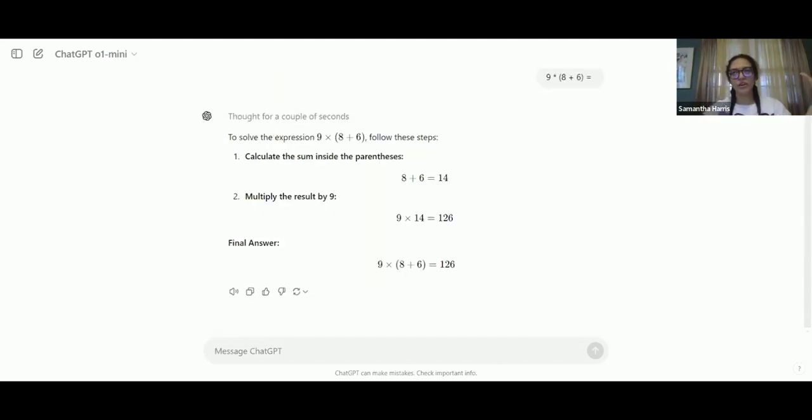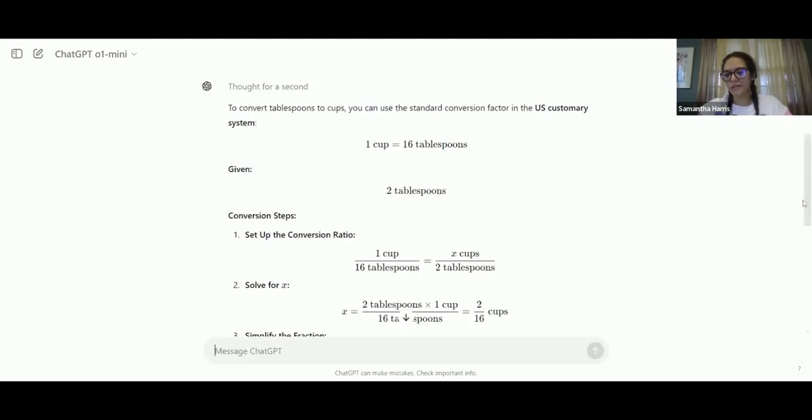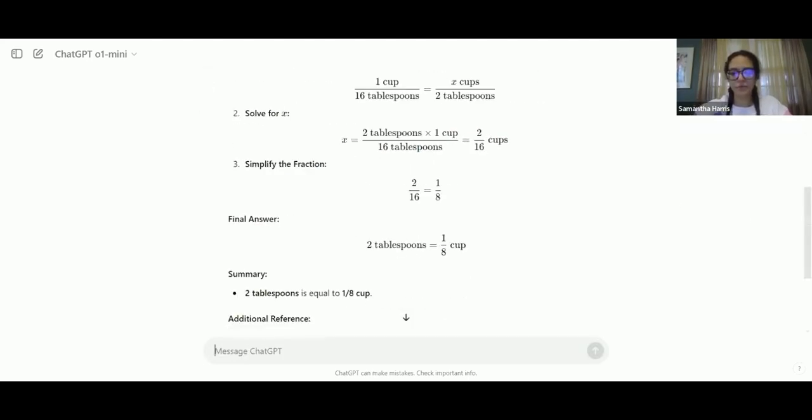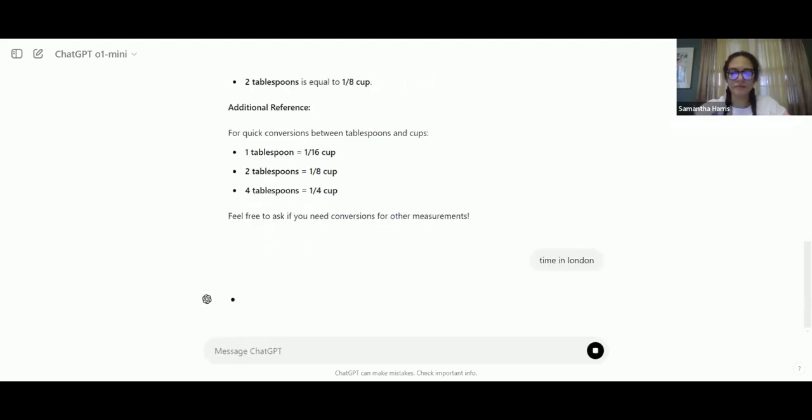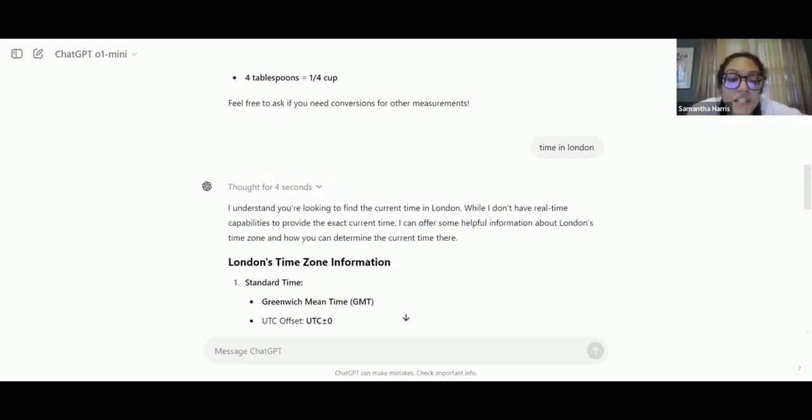So let's say you're cooking and you want to convert something. Like, 2 tablespoons equals how many cups? So it did the math to convert tablespoons to cups for me. Time in London. Okay. It started to be specific because it wanted to make sure that it was saying the right thing.